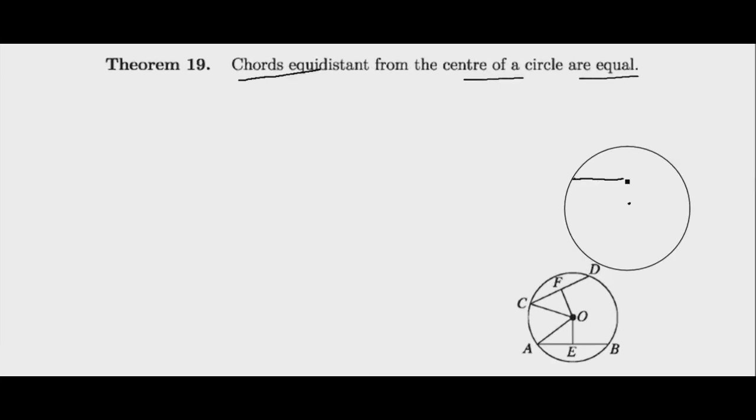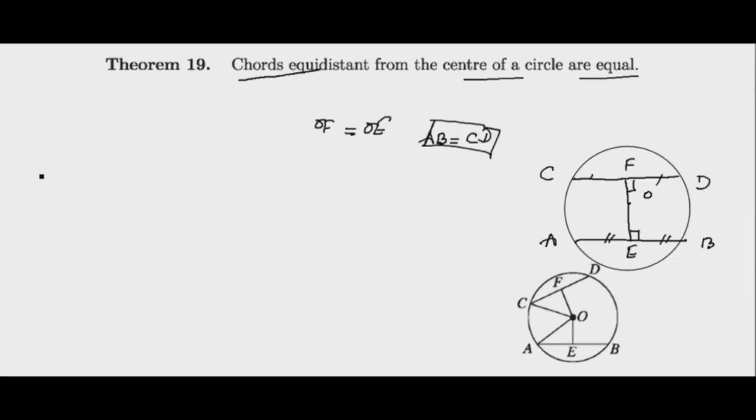Now come to theorem 19. It says chords equidistant from the center of a circle are equal. Suppose A, B and C, D are two chords. If we draw perpendicular line OE and OF to the chords AB and CD respectively, then we should prove that chord AB will be equal to chord CD.